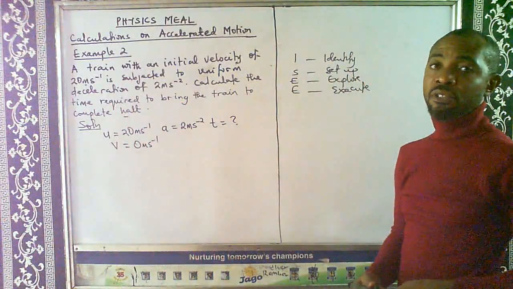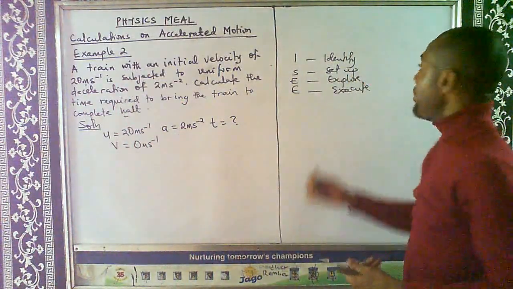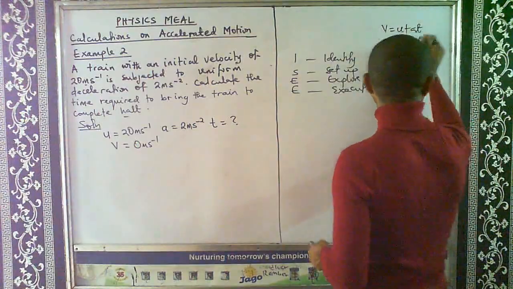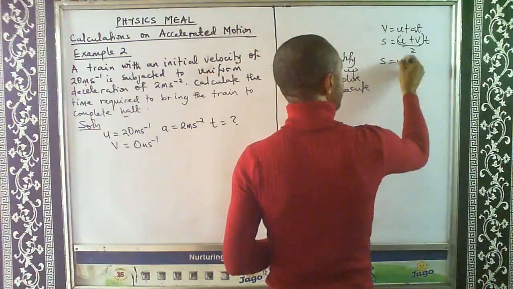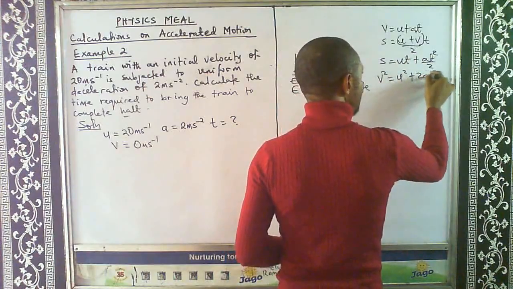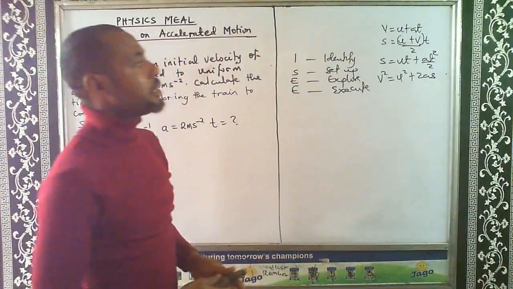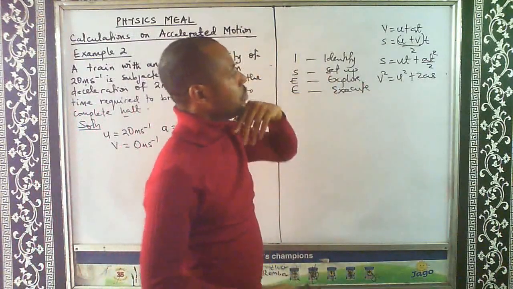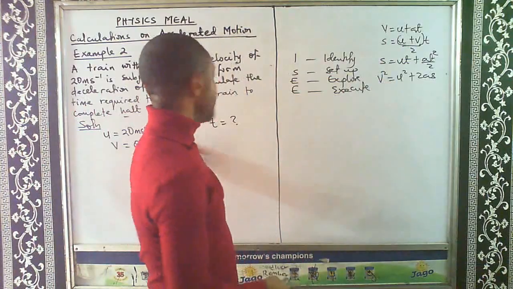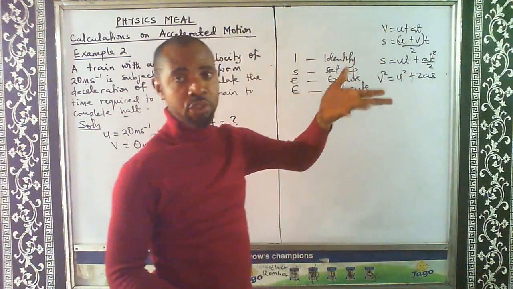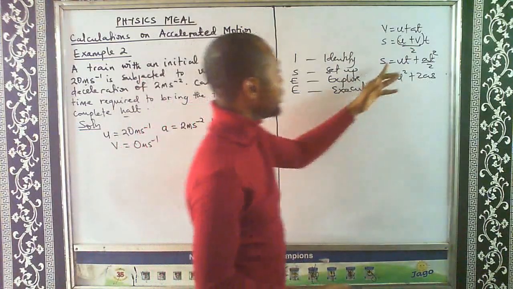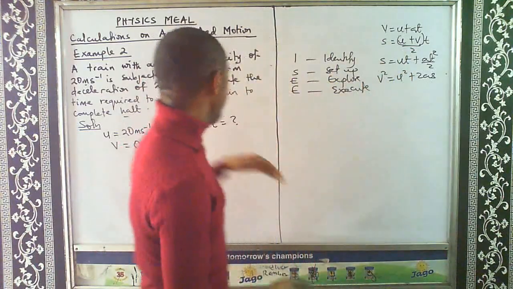The next thing for us to do is just to explore. Remember our equations: V is equal to U plus AT, X is equal to U plus V bracket T divided by 2, X is UT plus AT squared over 2, and V squared is U squared plus 2AX. Now we cannot use these because no information was given about X. Let's see why we cannot use the rest. There is no X in the equation. So 1, 2, 3 are off because we don't have X.